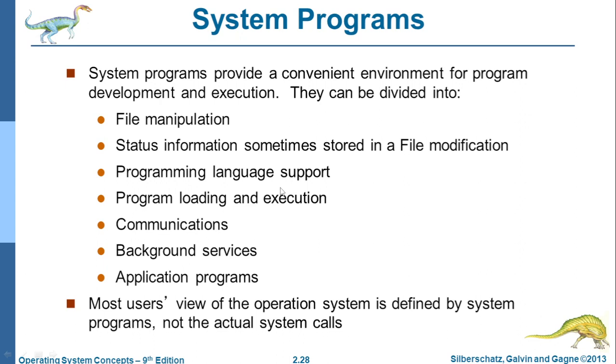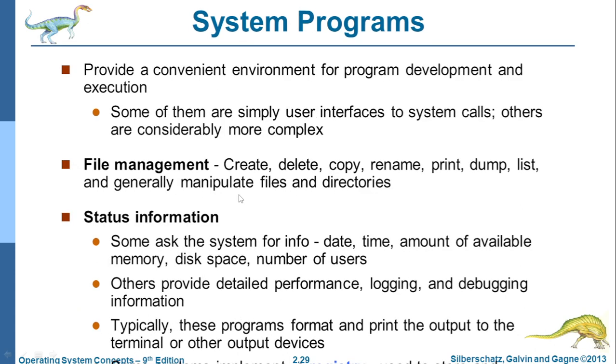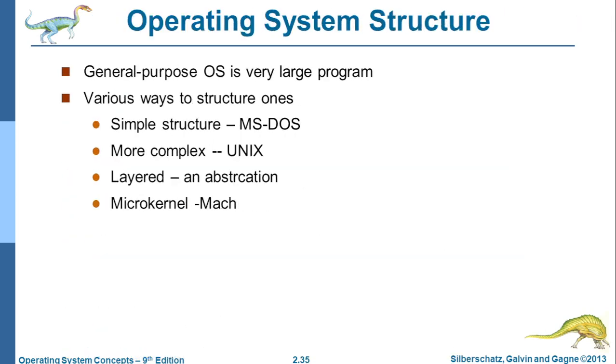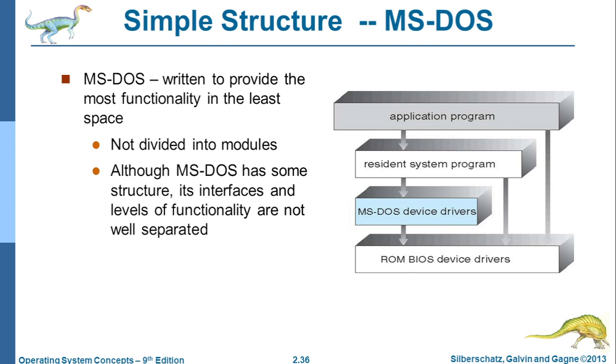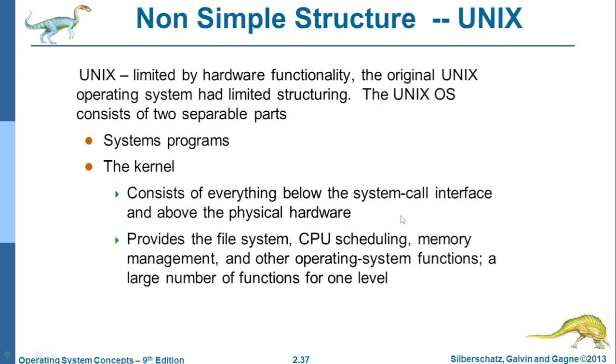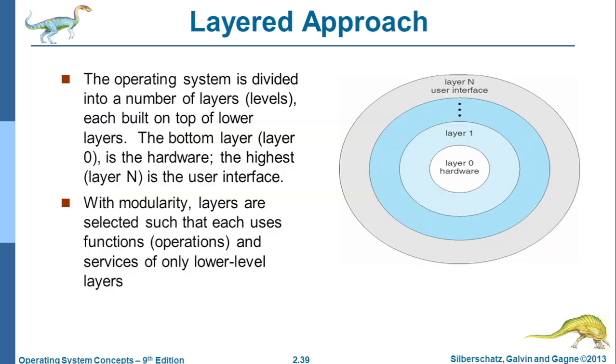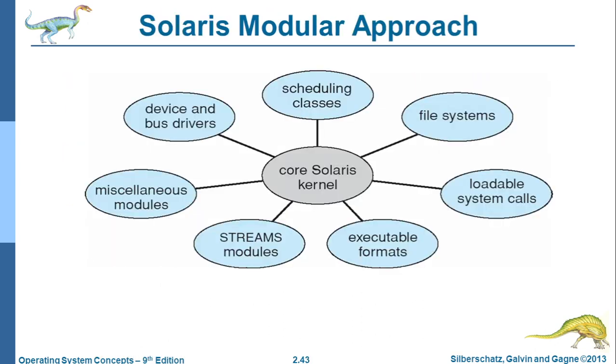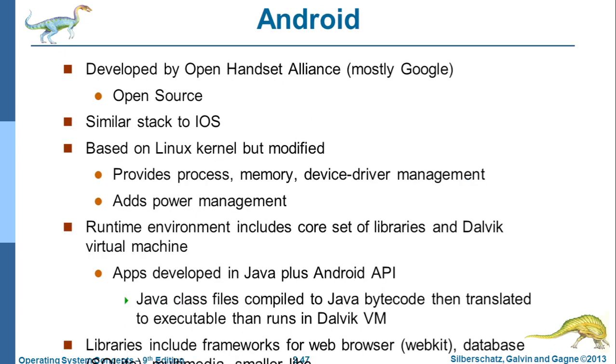System programs. There are many system programs, used for file manipulation, programming language support, background services, and application programs. These are examples of system programs. Okay. So this is the structure of MS-DOS, Microsoft DOS, right? This is the simple structure of Unix. These are just examples of different types of operating systems.